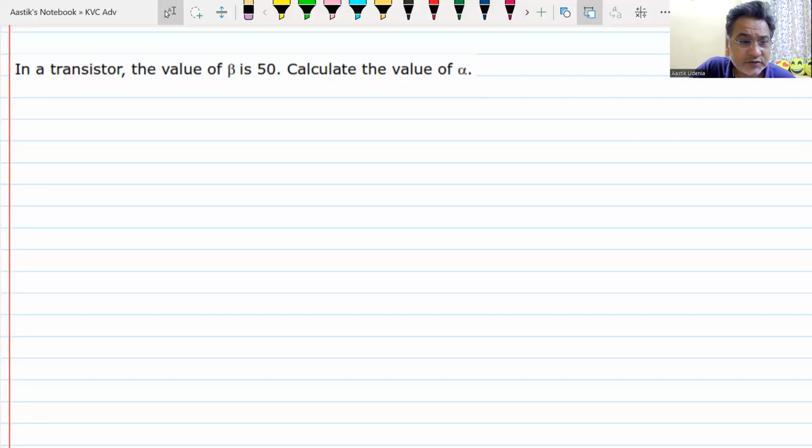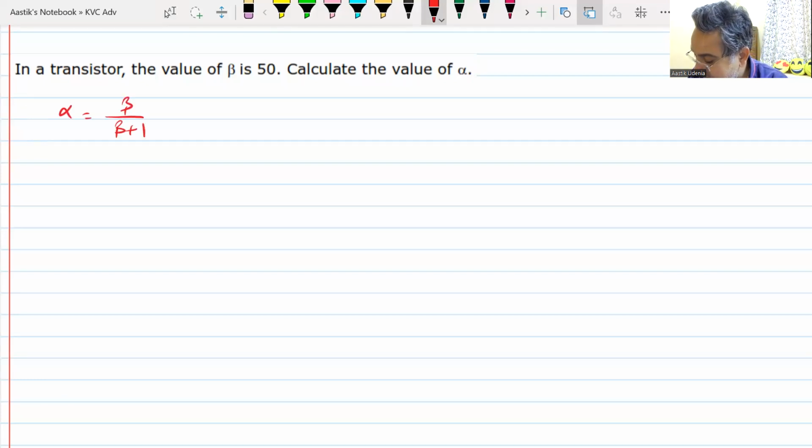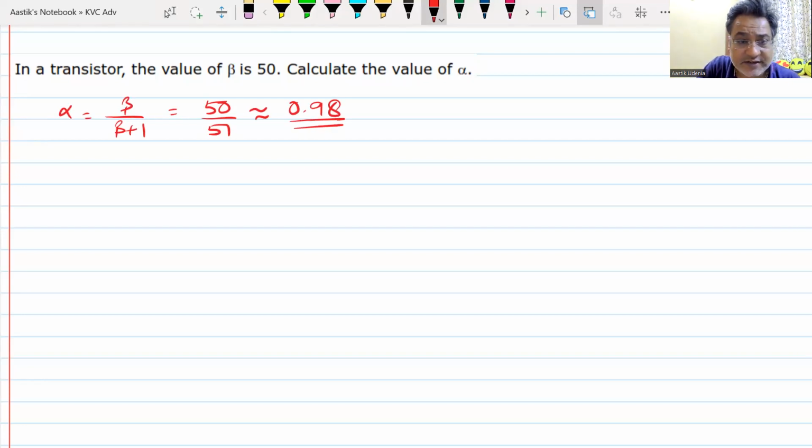Then this is a very simple question. In a transistor, the value of beta is 50. Find out the value of alpha. I'll give you a minute to solve this. Alpha can be simply written as, my dear friends, beta upon beta plus 1. So it will be 50 upon 51, which is approximately equal to 0.98. Do we understand this?